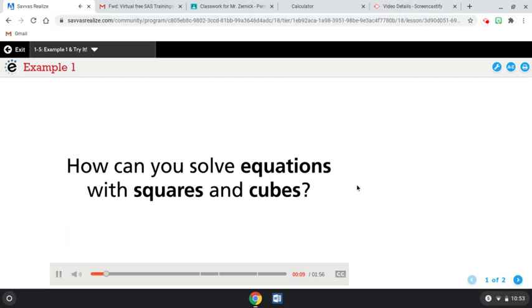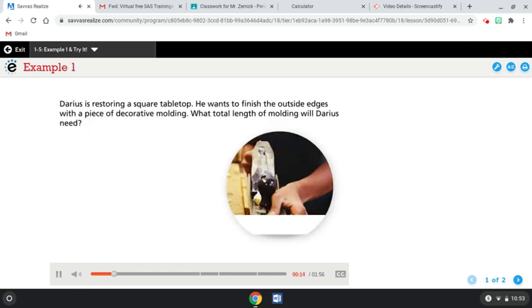So let's think about this. Check out this question during the lesson. Darius is restoring a square tabletop. The area of the tabletop is 25 square feet. So, guys, you should know something already from the last lesson: the area is equal to 25. Can I figure out what the side lengths are? Many of you may already know what these side lengths are going to be. He wants to finish the outside edges with a piece of decorative molding. What total length of molding will Darius need?